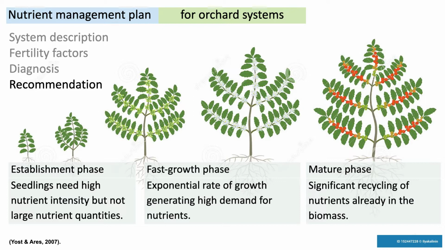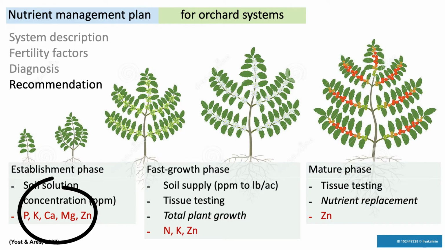So we have the establishment again, the fast growth with exponential rate, and then the mature phase with a lot of recycling. If I'm in the establishment phase, I'm going to pay particular attention to that soil test, because I talked about intensity. The roots aren't really extensive, and so they're really reliant on how much nutrient is available in that soil solution. And so I'm going to care about phosphorus, potassium, calcium, magnesium, and zinc. Those were all that were deficient. I'm going to pay particular attention because I want those plants to establish and grow well.